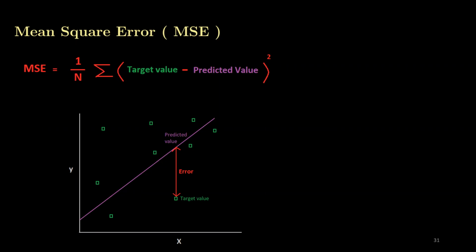Now we have transformed our error into a loss function, which is a mean square error. Now the target is to reduce this loss function, and in this lecture we will learn how to reduce this loss function using least square method.